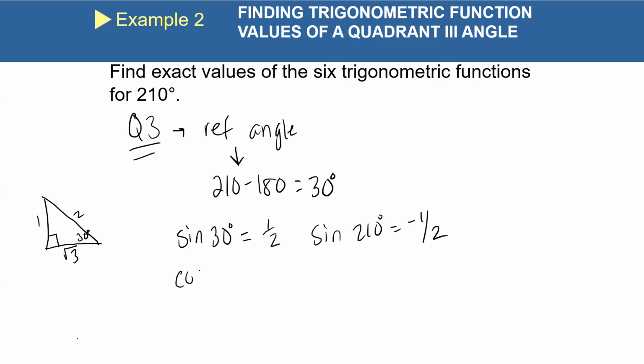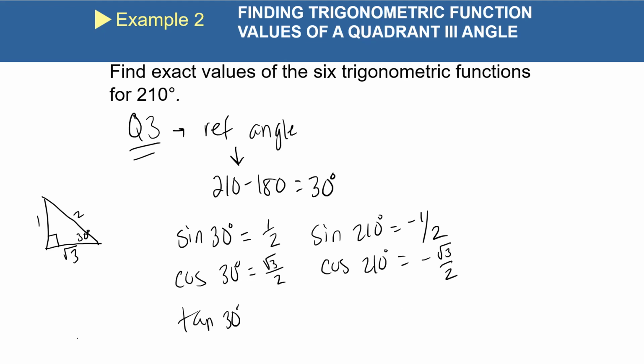Okay, what about cosine of 30? Cosine of 30 is adjacent over hypotenuse, right? Cosine is adjacent over hypotenuse, so that's going to be square root of 3 over 2. So therefore, what is the cosine of 210? Negative square root of 3 over 2.